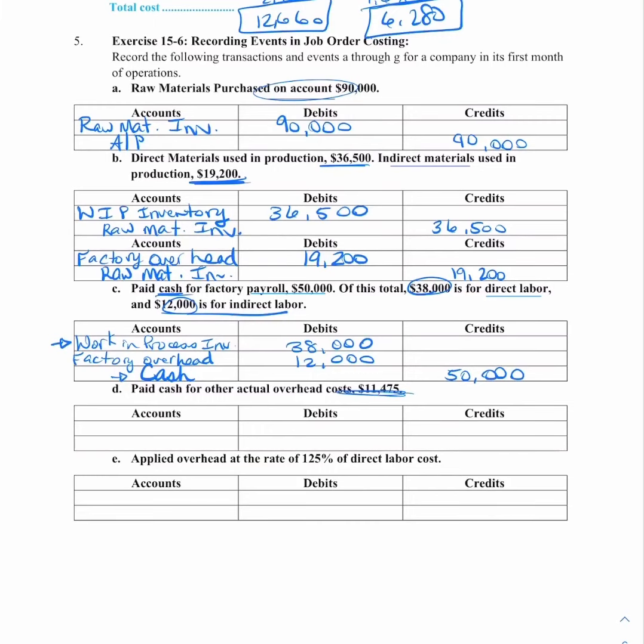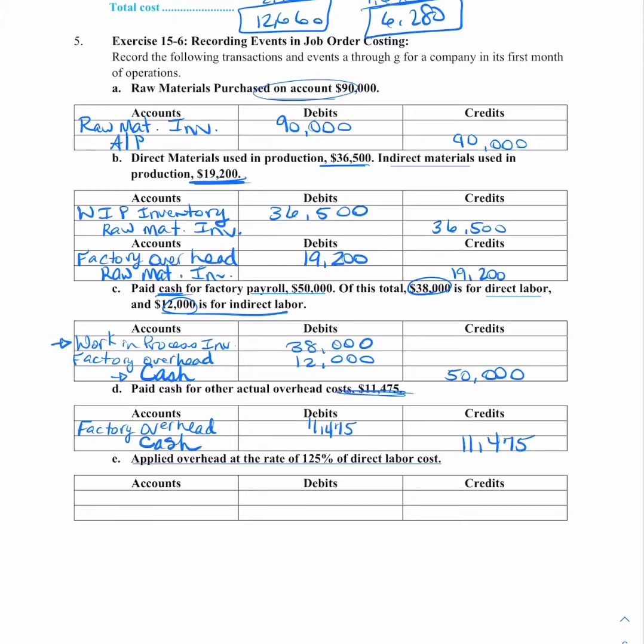So once again, we're dealing with actual overhead. So we'll debit the factory overhead account for $11,475. We'll credit the cash account for $11,475. So just as we saw in 231, a credit to cash is still for payment, and we still see that here in 232.